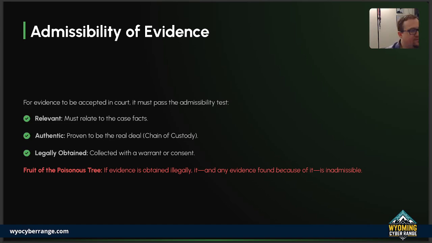And then there's the fruit of the poisonous tree, okay? If evidence is obtained illegally, it and anything found because of it is now inadmissible. So if you gathered a piece of evidence that led you to another piece of evidence that led you to another piece of evidence, all of that evidence would be thrown out because it was obtained illegally.